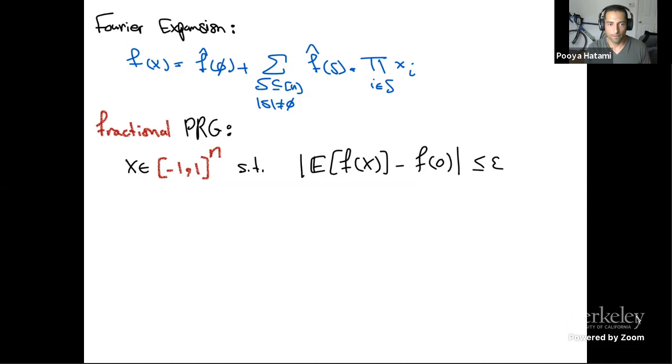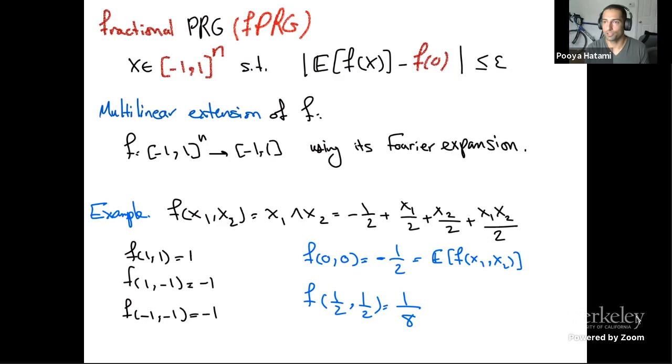And just to have some intuition of how these things work, let's just look at a simple example. So let's think of this two-variate Boolean function that's the AND of 2 bits. So x1 and x2 is going to output 1 only if both of the inputs are 1. And you can check that the Fourier expansion of f is of this form. So the empty Fourier coefficient is minus 1/2. So this polynomial produces the correct outputs on the Boolean inputs, but we can actually evaluate it on any real numbers. And in fact, if you just focus on the solid cube, so if I plug in 1/2 and 1/2, I get 1/8. If I plug in 0 and 0, I get the expectation, right? And this is what we will use and what we used in the definition of the fractional PRGs.